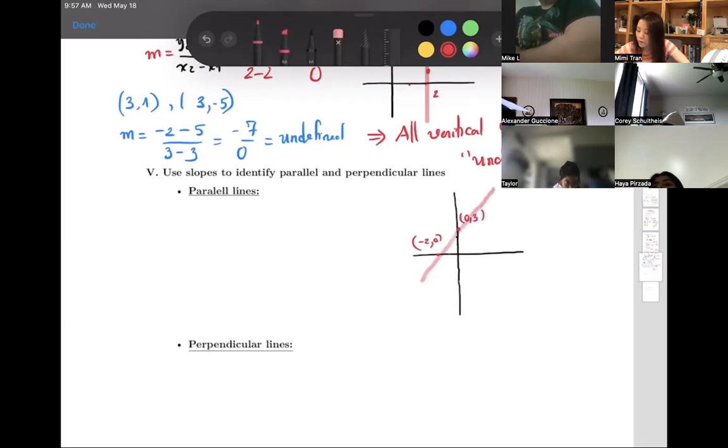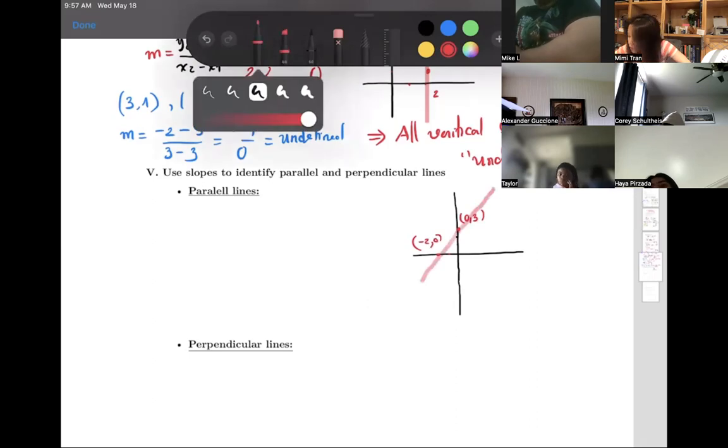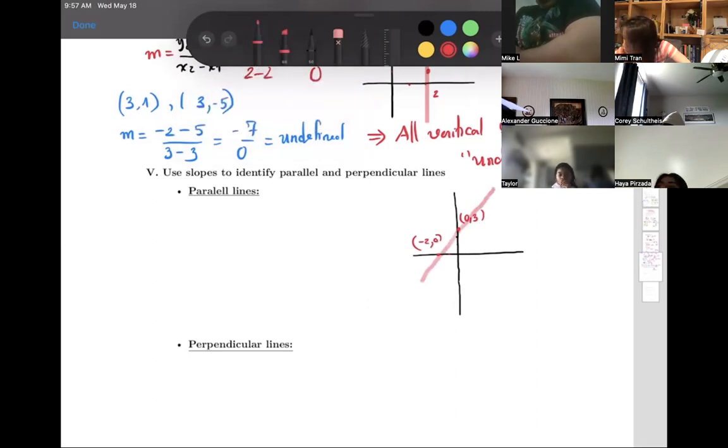And then another 2 points, say 4, 0, 2, 3, 4, 4, 0, and then 0, negative 6. 1, 2, 3, 4, 5, negative 6. 0, negative 6. And then again, I'm going to connect the 2 dots. Well, the 2 lines are parallel, right? At least by eyeballing.